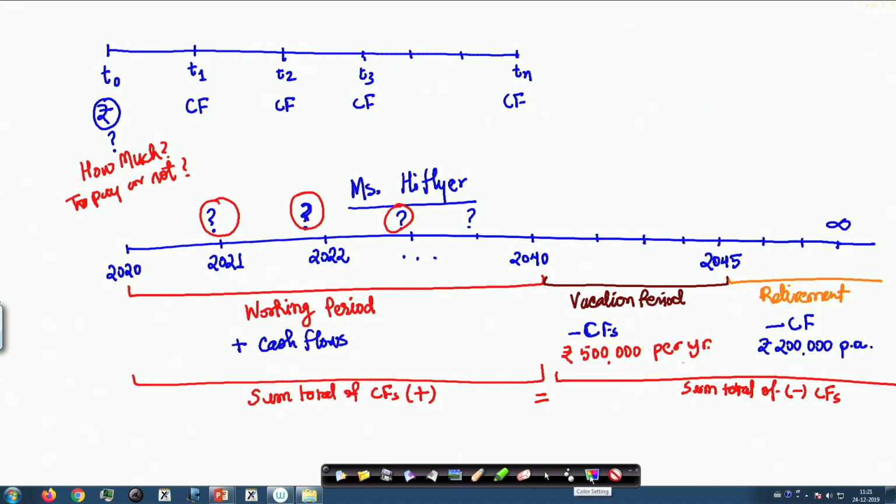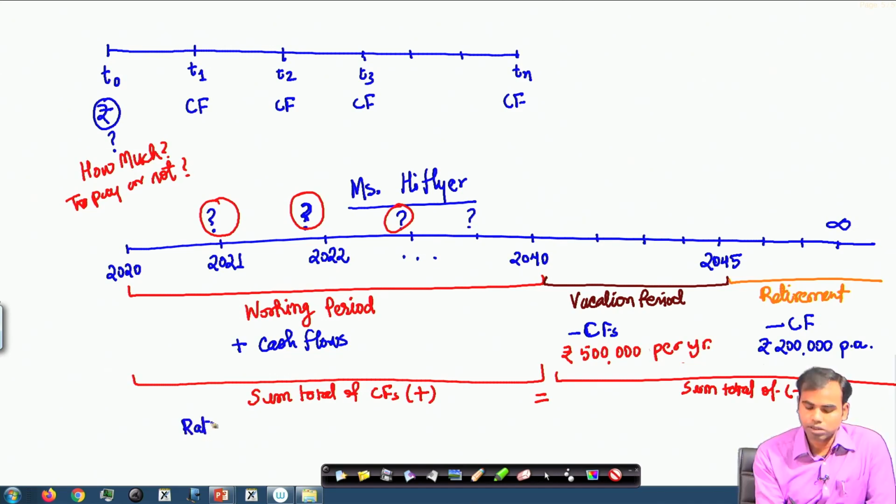Additional information, let us present some additional information here. The rate of return that a person can get on investment here during this period is, let us assume, 7%.